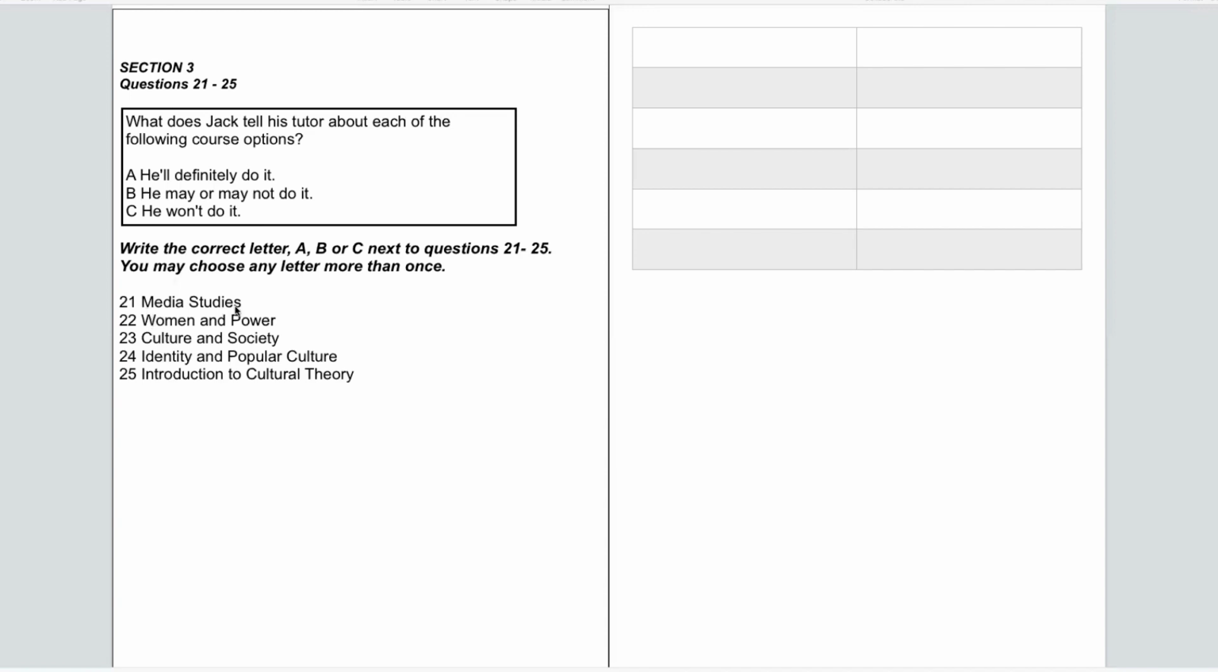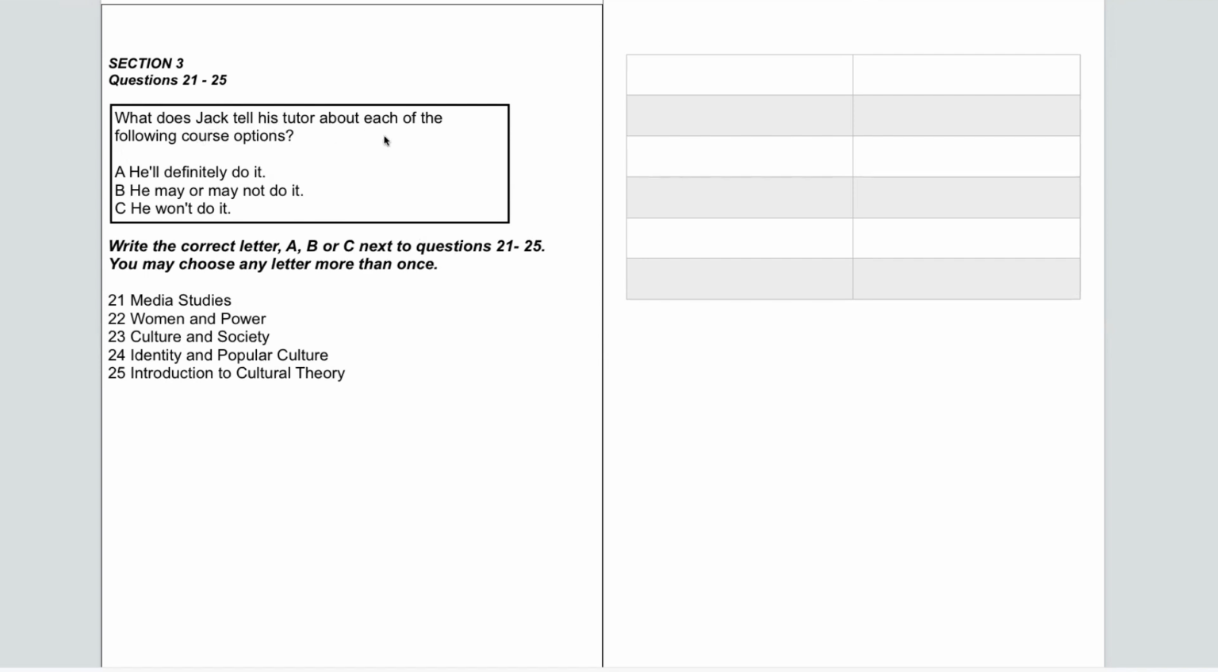Okay, now for our features. We have media studies, women in power, culture and society, identity and popular culture, introduction to cultural theory. Most likely we're just going to have 2 people here, so this will be fine in terms of my columns. I'm going to wait to write the name Jack and tutor because I usually start with whoever speaks first, but this is a good clue. And then, of course, as I mentioned earlier, you're going to be able to choose any letter more than once, so we won't be able to eliminate any of these letters as we go along. This is a great example because it's more difficult.